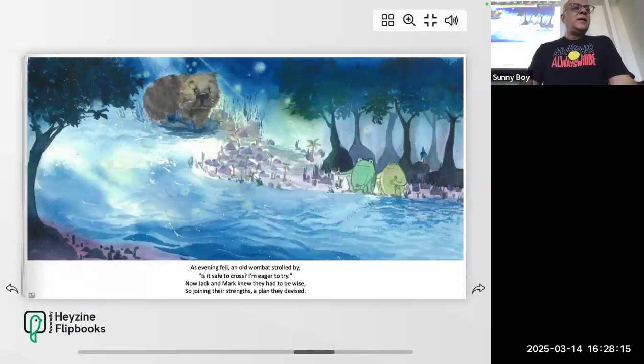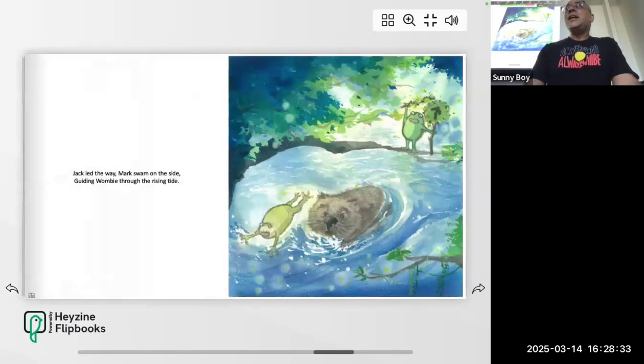As evening fell, an old wombat strolled by. Is it safe to cross? I'm eager to try. Now Jack and Mark knew they had to be wise. So, joining their strengths, a plan they devised. Jack led the way, Mark swam on the side, guiding Wombi through the rising tide.